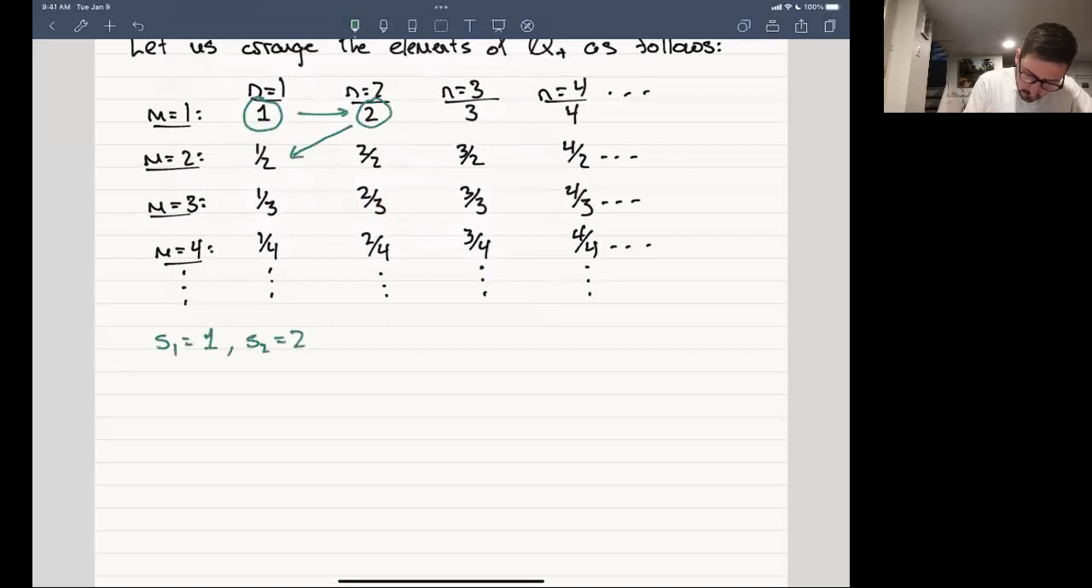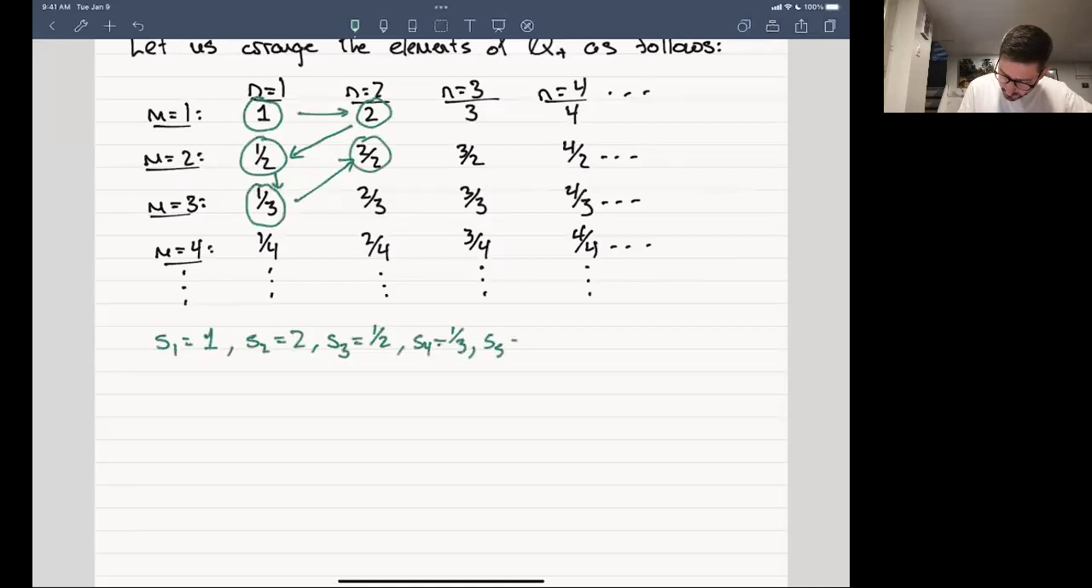I'm going to go down to 1/2. So S3 is equal to 1/2. Then what I'll do is I'll move down to 1/3. So S4 is equal to 1/3. Then I will move up to 2/2. So again, that's a duplicate. That's fine with me. Then I will move up to 3, which is 3/1. So this is S6, which is 3. I'll write it as 3/1 here because I want to show you where the pattern is.